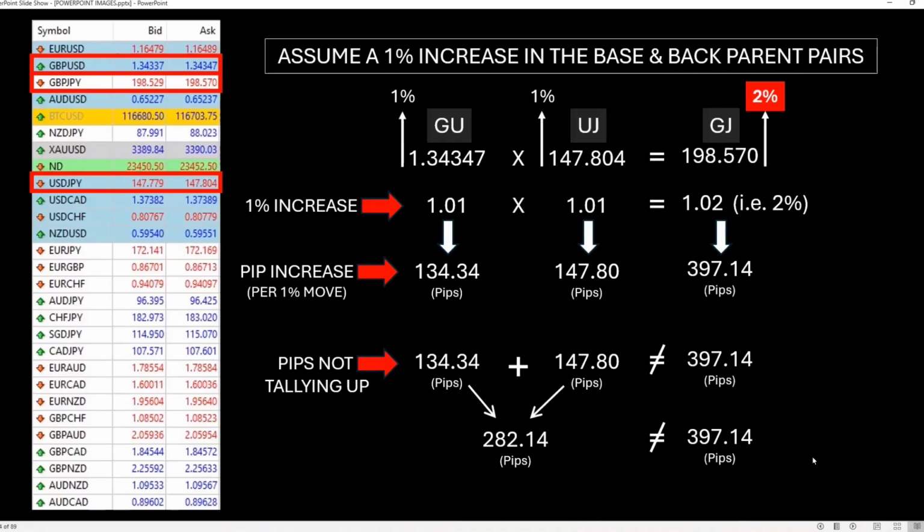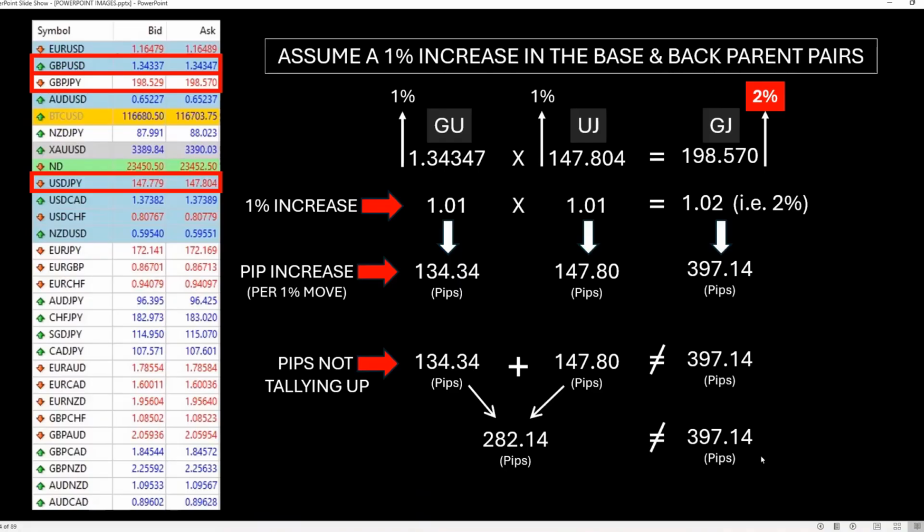You may not understand why. It will become crystal clear in the next few slides. But just to bring to your attention, just understand right now, in this slide, that they do not tally up. And they will never tally up. Under most situations, they will never. The total number of pips for the parent pair will always be less than the cross pair. I just want you to realize that.